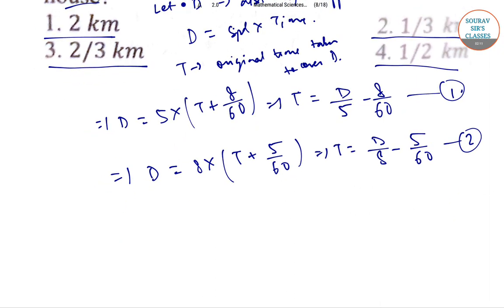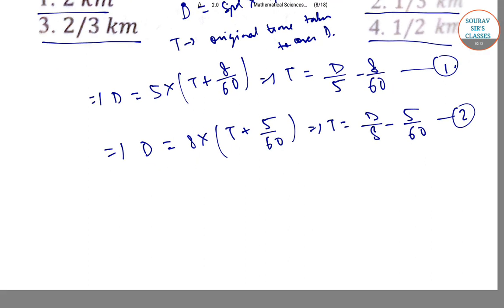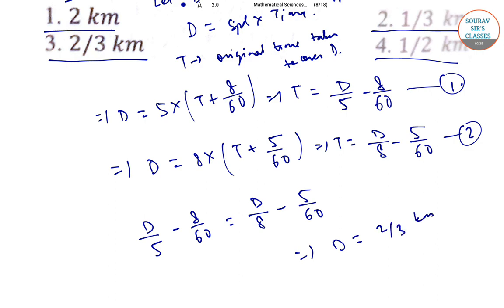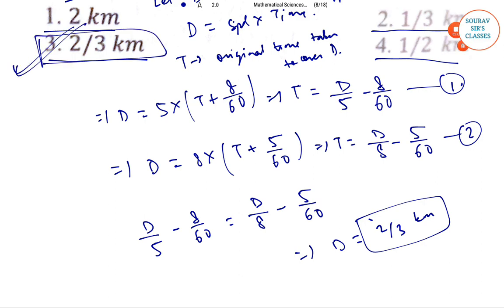Now, equating equation 1 and 2, we get D by 5 minus 8 by 60 is equal to D by 8 minus 5 by 60. And on solving this, we get D to be equal to 2 by 3 kilometers. Therefore, option 3 gives us the correct answer.